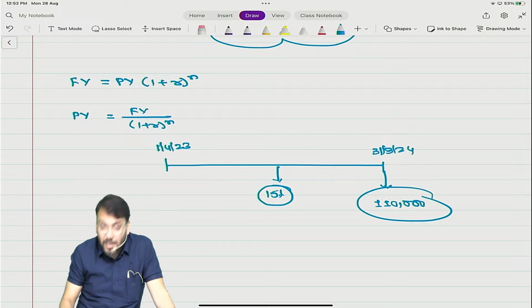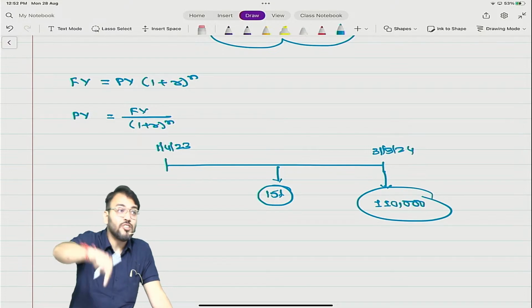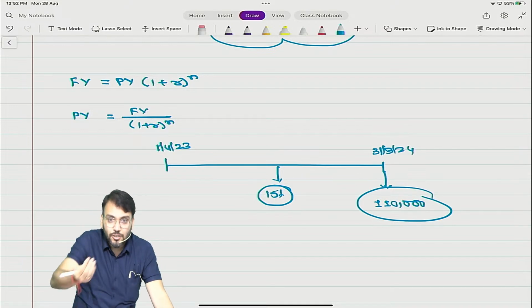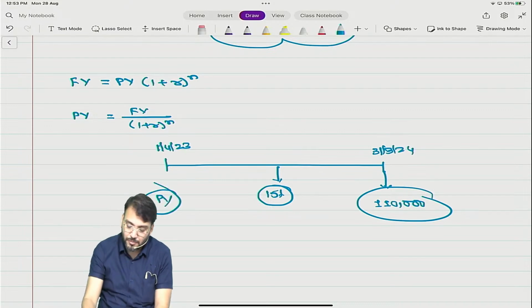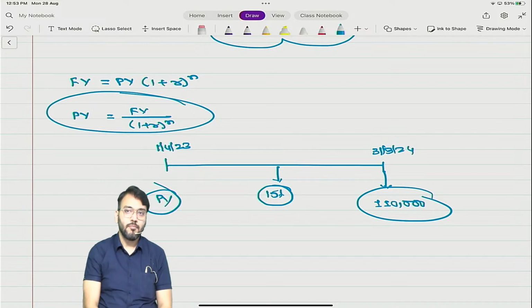So can you see it includes interest for how many years? So you need to reduce that interest. It means you need to find out present value. Now calculate present value by applying this formula. Everyone calculate present value. Calculate it.